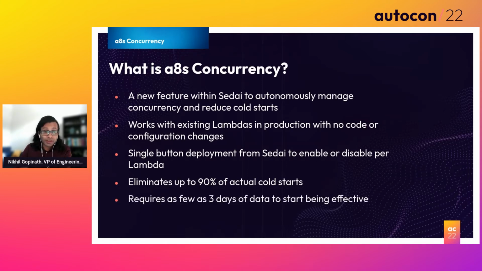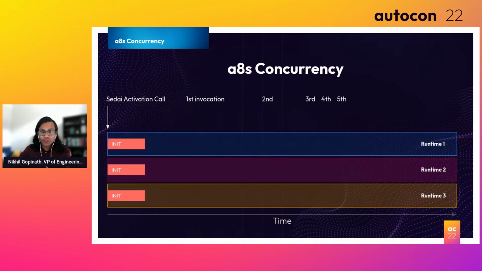And before that, this one actually requires just 3 days of data to start being effective, right? So you don't need to wait days and weeks for a model to pick up the seasonality pattern and other things to start being effective. This is pretty much effective in as short as 3 days after you turn on the toggle. So how does it work, right?